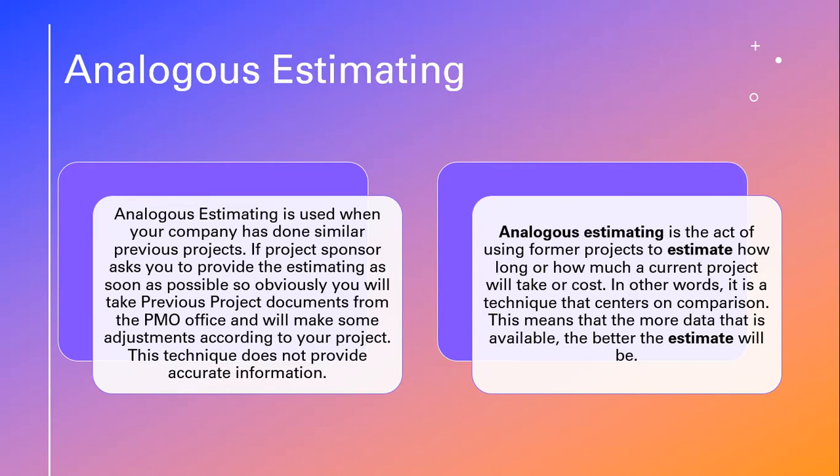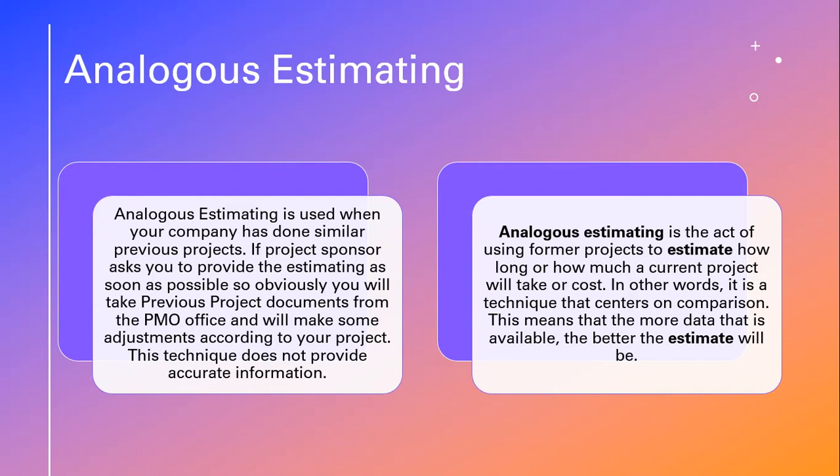So what is analogous estimating? Analogous estimating is used when your company has done similar previous projects. If the project sponsor asks you to provide the estimate as soon as possible, obviously you will take previous project documents from the PMO office and make some adjustments according to your project. This technique does not provide accurate information.